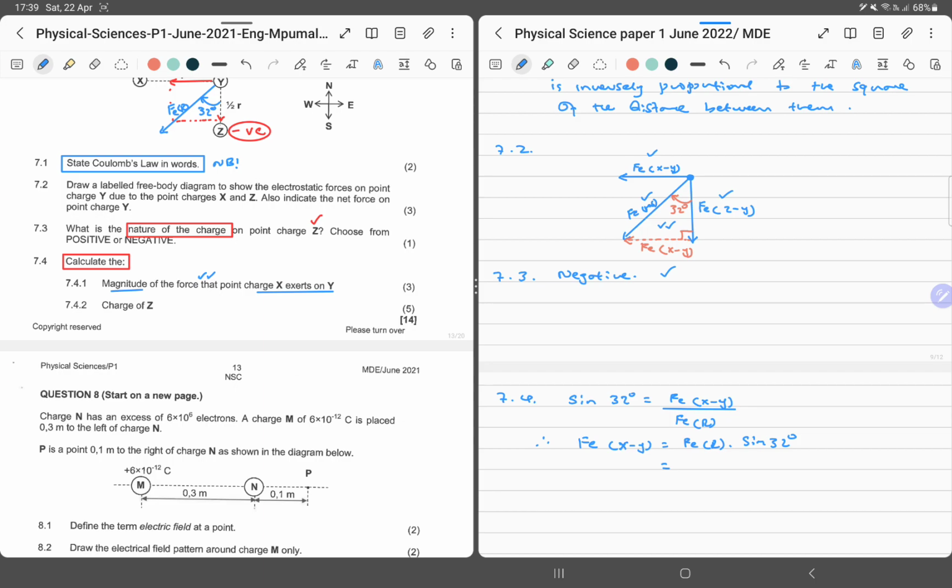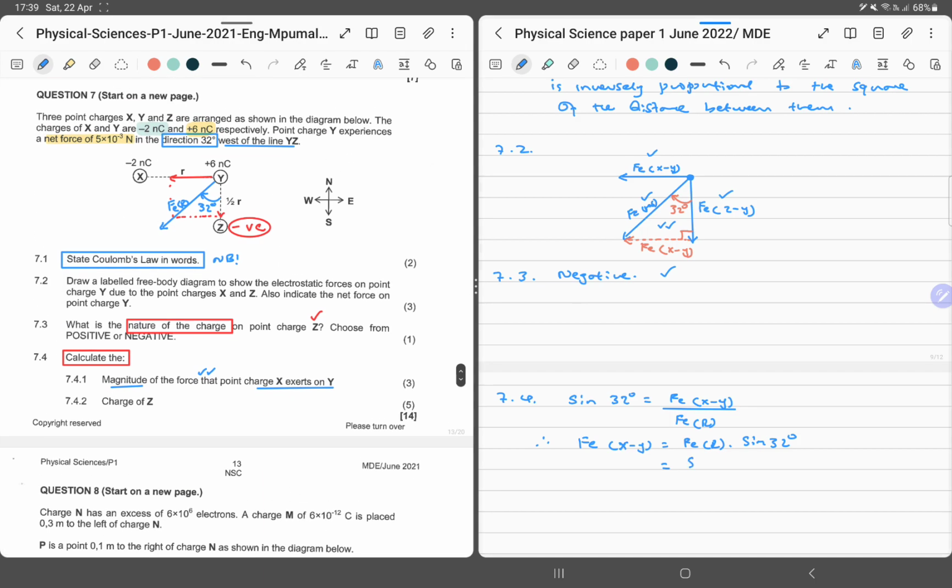We were given that magnitude of that force. It was given to us as 5 times 10 to the minus 3 times sine 32 degrees. Okay, so let's see. So this is 5 to the minus 3 into sine of 32 degrees. So this gives us, to 2 decimal places, 6.5 times 10 to the minus 3 newtons.